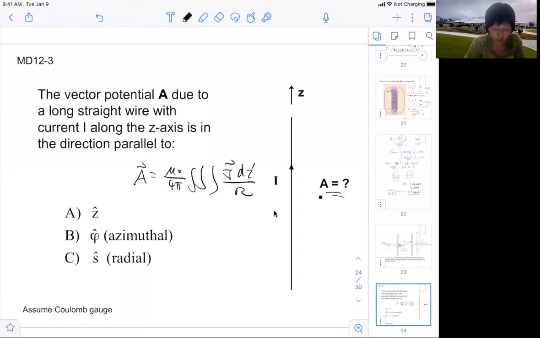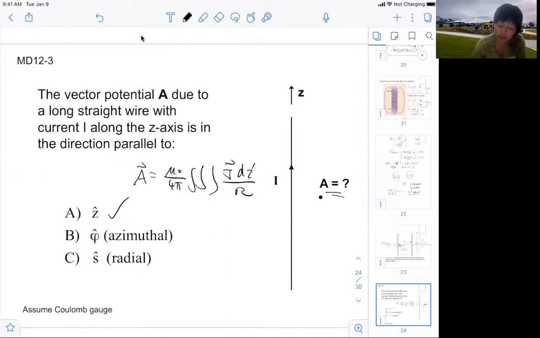Okay, very good. There's no trick here. Your A is purely decided by the direction of your current. The current density is in the same direction as your current, right? So it's in the positive z hat direction. Okay, so A is correct.